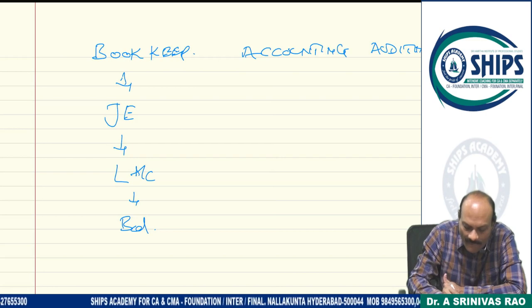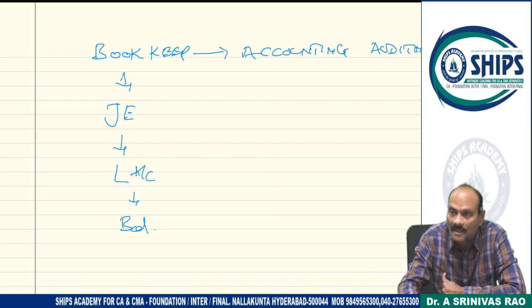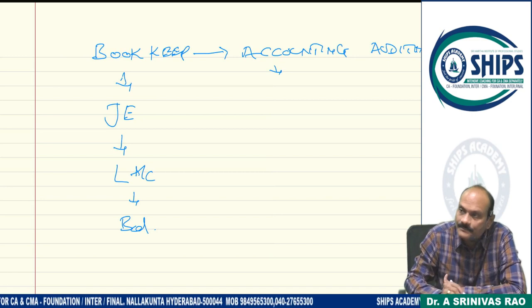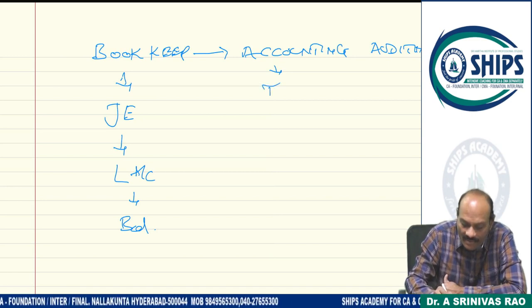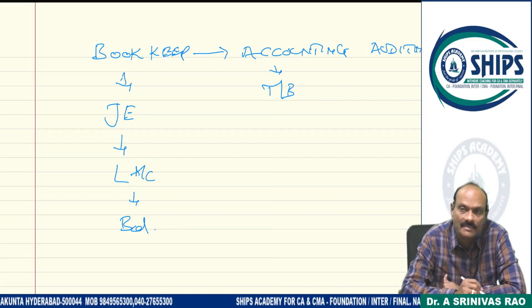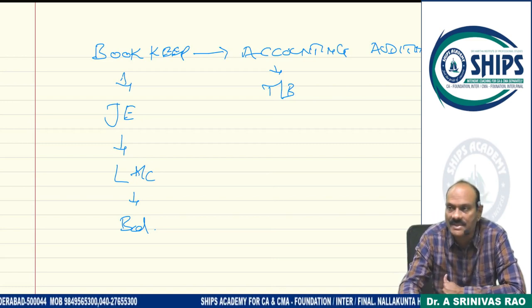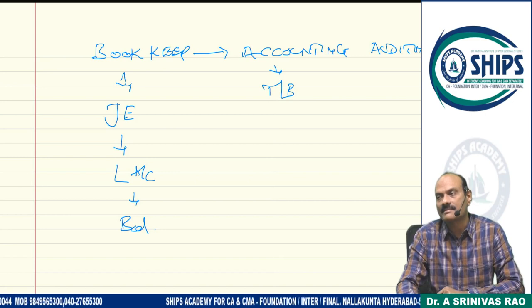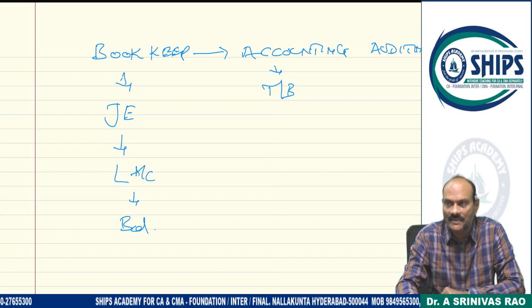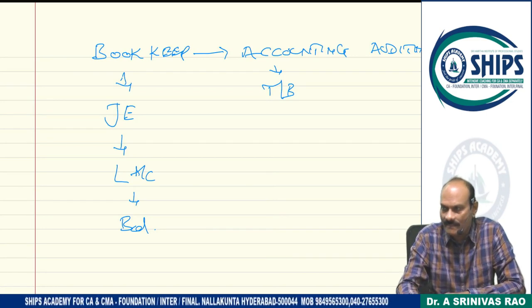Then what is accounting? Where bookkeeping ends, there accounting starts. In accounts, what are we going to do here? First, we prepare the trial balance. Trial balance shows the arithmetical accuracy of your posting. Trial balance tallied, which means my arithmetical accuracy is correct. Maybe some errors, compounding errors, may be there. Except one or two, by and large, trial balance tallied means my postings were correctly taken.